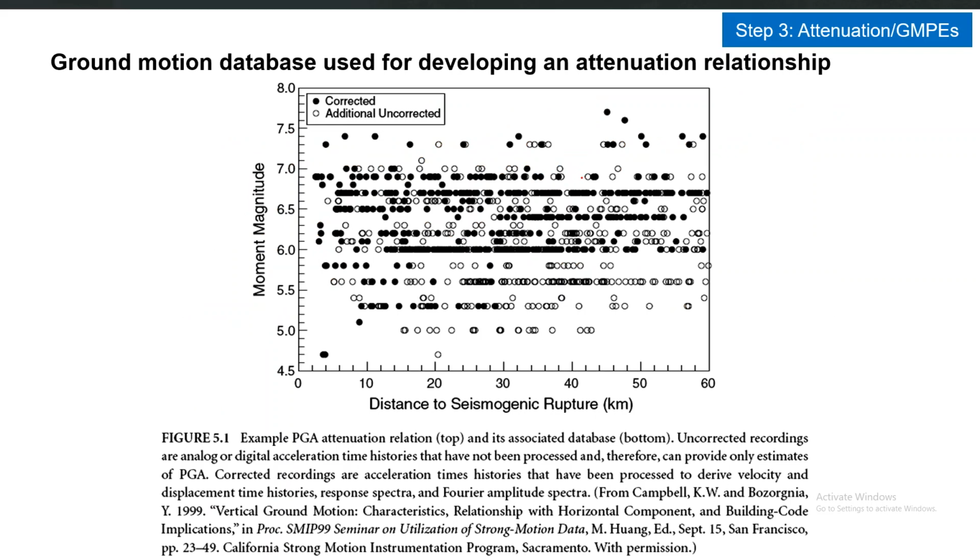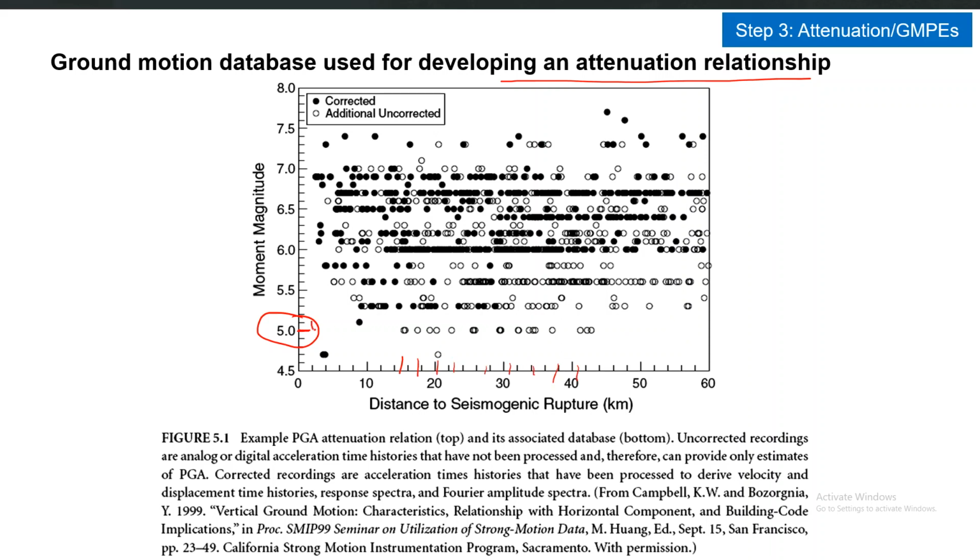So this is an example of the ground motion database which can be used for developing an attenuation relationship. You can see here that for one particular magnitude, because this will be just one earthquake event, you will have several dots which are recordings from different seismic stations which are located at different distances.